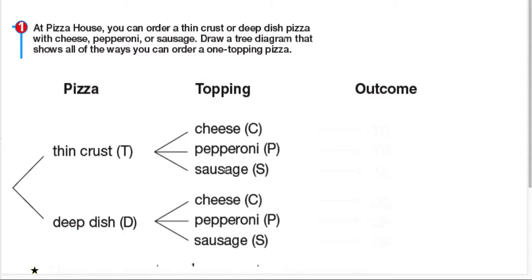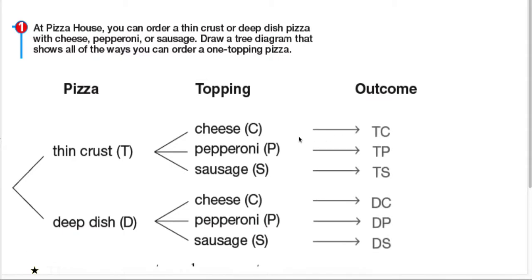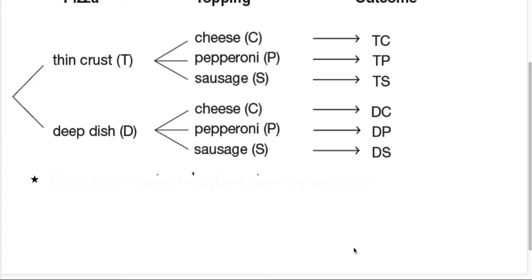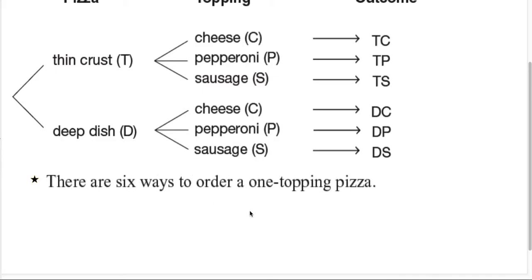And the possible outcomes would be thin crust and cheese, thin crust and pepperoni, thin crust and sausage, deep dish and cheese, deep dish and pepperoni, and deep dish and sausage. So if you notice, there are 6 ways to order a 1-topping pizza.